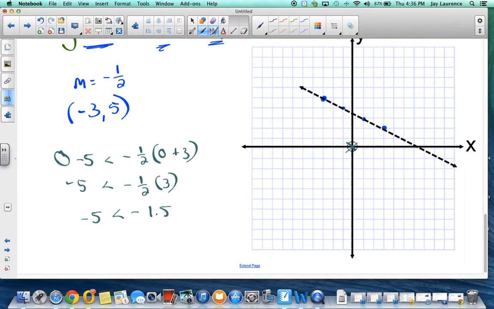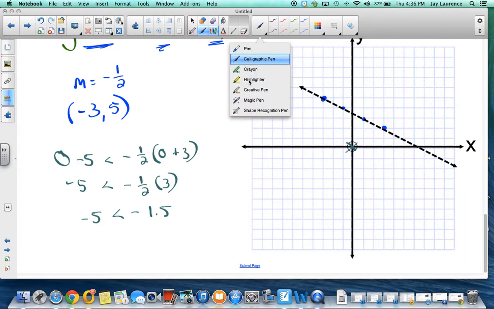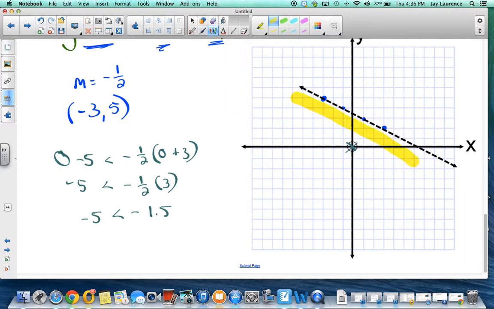You sure know it is. All right, so I'm going to shade where the test point is. So I shade this part. All right, that's your video on graphing linear inequalities.